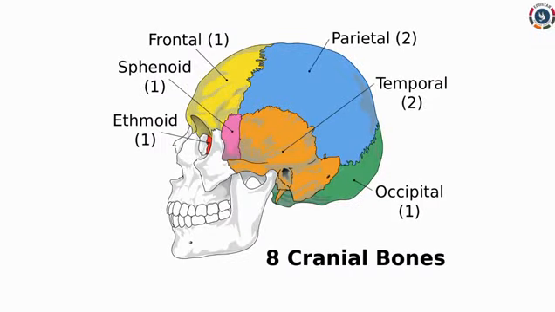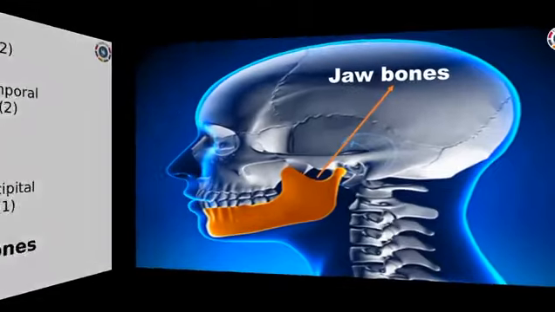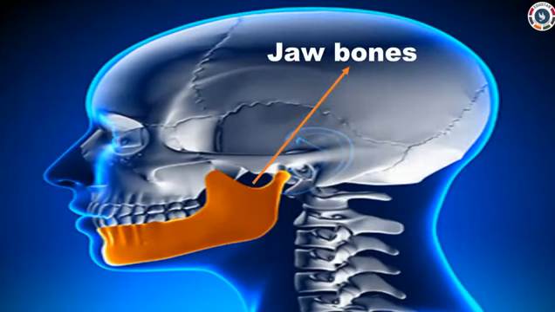The skull is protected by 8 bones. Our face is made up of 14 bones. Our jawbone is the largest and the strongest bone in our face. It is the only movable bone in the skull. This bone holds our lower teeth.